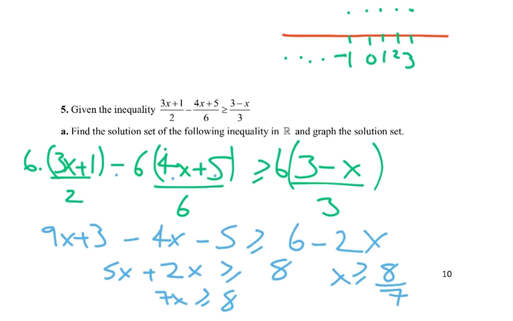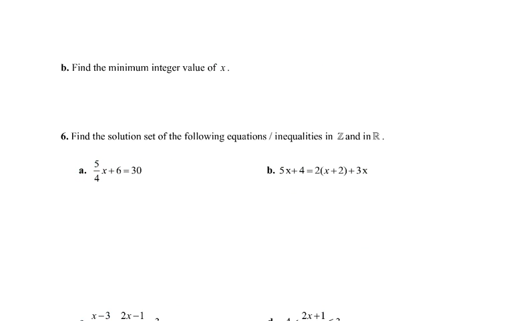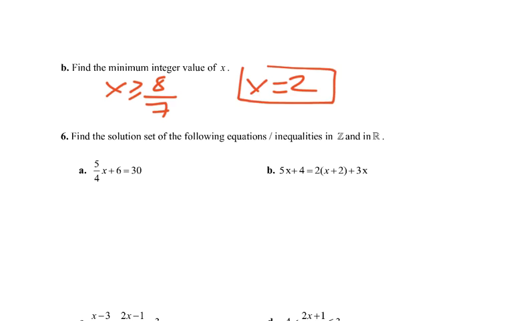It says find a solution set and graph the solution set. Okay. So if we're going to graph that solution set, 8 over 7 is just above 1. And there we go. x is greater than or equal to 8 over 7. 5b then says find a minimum integer value of x. Well, if x is bigger than or equal to 8 over 7, which is bigger than 1 but less than 2, that means that the smallest integer value x can be is going to be 2.